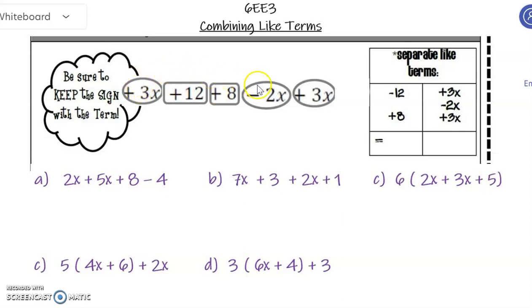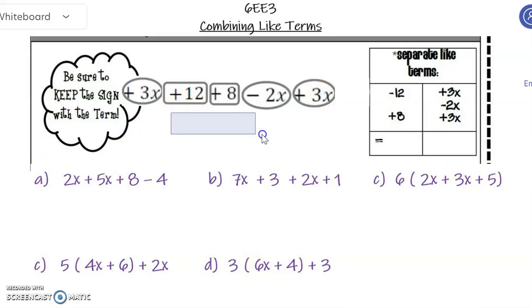So we put circles or ovals around our positive 3x, our minus 2x, and our plus 3x here. And I organized those over here, separating the like terms, coefficients and variables, and then the 12 and 8 over here. Oh, that should say positive 12 and positive 8, you can see the positive sign there. So we are going to combine these together. 3x minus 2x is 1x, plus 3x, this is going to give me 4x.